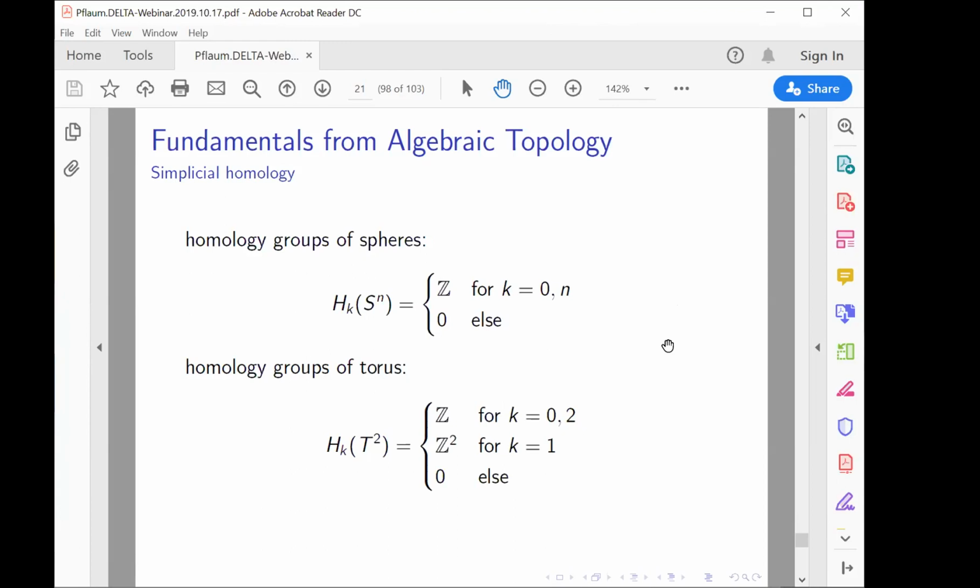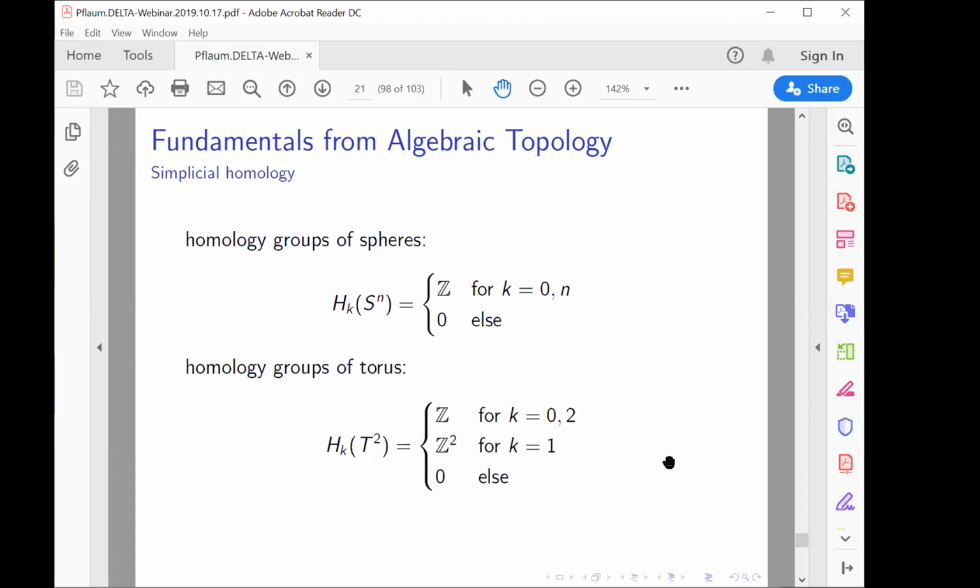Anyway, if you look at the torus, then the homology groups in dimension 0 and 2 are again Z, but in dimension k is 1, the homology of the torus is Z squared. And if you go 3 and above, it's 0.